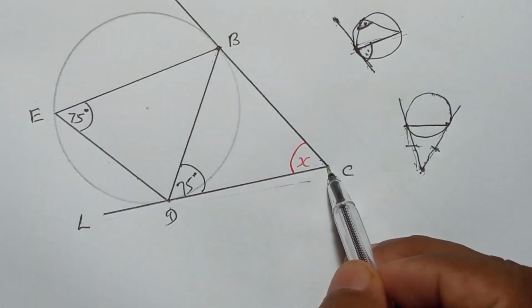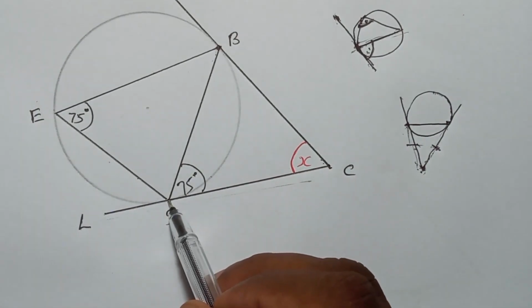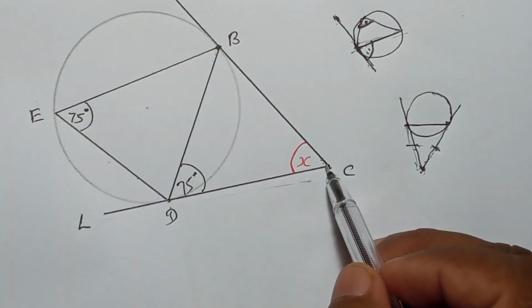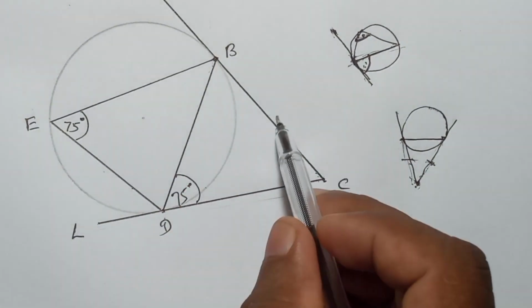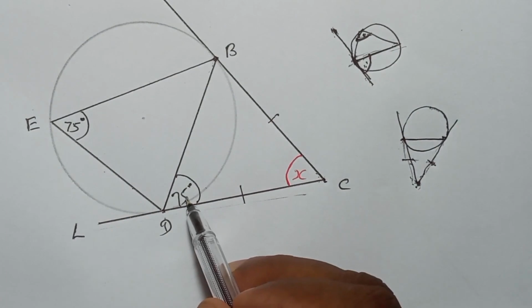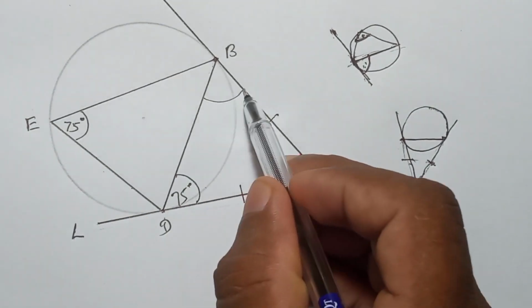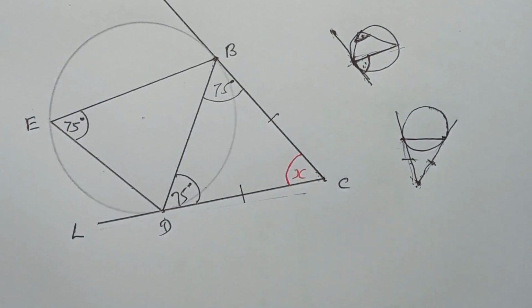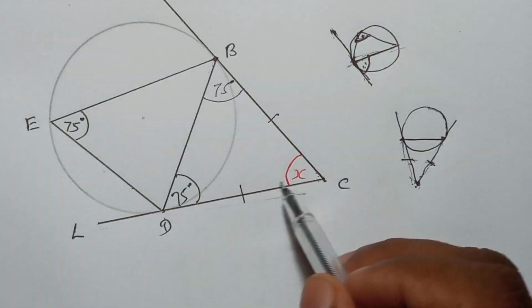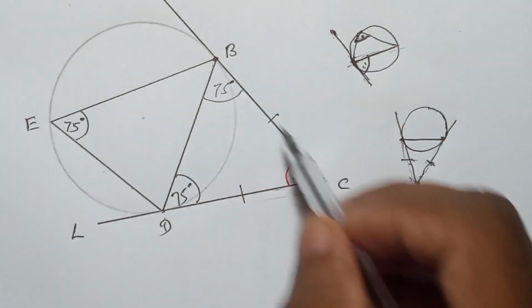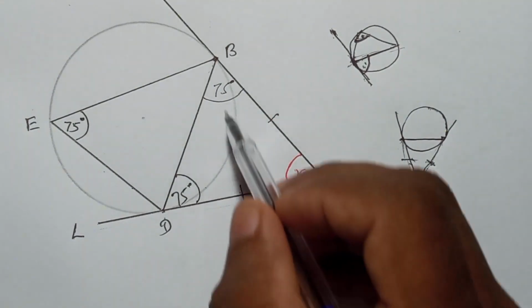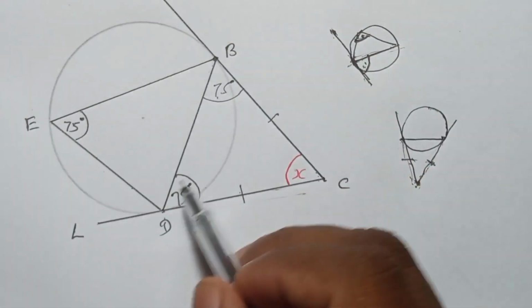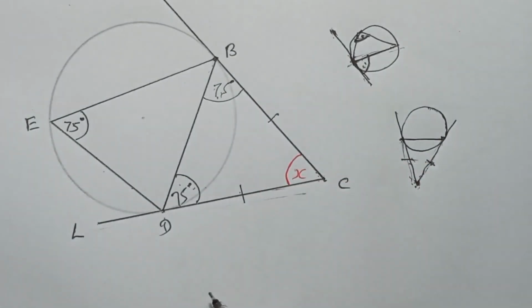Now C is the external point, D is one tangent point, and here is the other tangent point. These two distances will be equal. So if this is 75, this is also 75, right? That's the thing we discussed in my previous video. When you have an isosceles triangle with two sides equal, the angles opposite those two sides will both be equal, right?